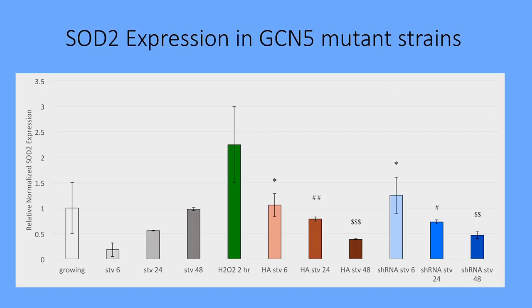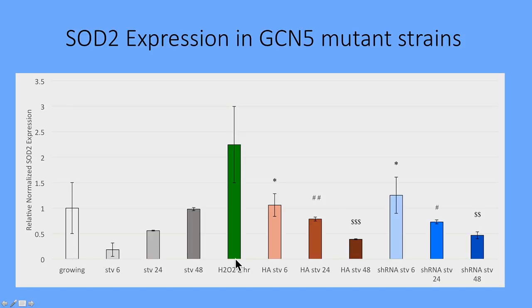Now, because of this oxidative radical issue, we wanted to look at SOD2, which is involved in the repair pathway of oxygen radicals, and we used hydrogen peroxide as a control, just going to show an upregulation of SOD2. But if you look after starvation, you have a nice increase of SOD2, to protect from oxidative radicals.